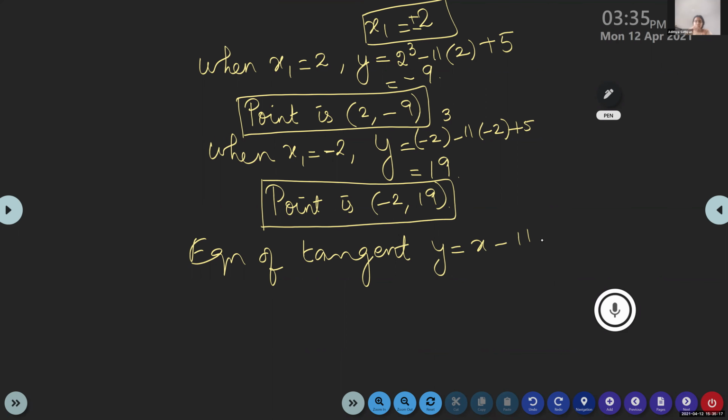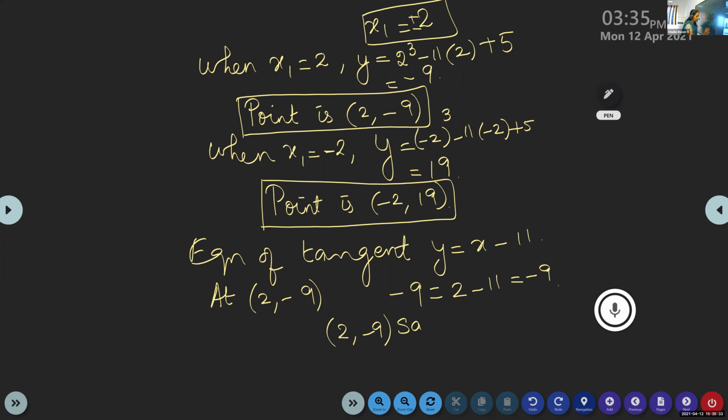You substitute this point. So at the point 2 comma minus 9, is it satisfying? Substitute it and check. Minus 9 is equal to 2 minus 11. Is it satisfying? So 2 comma minus 9 satisfies. What about minus 2 comma 19?